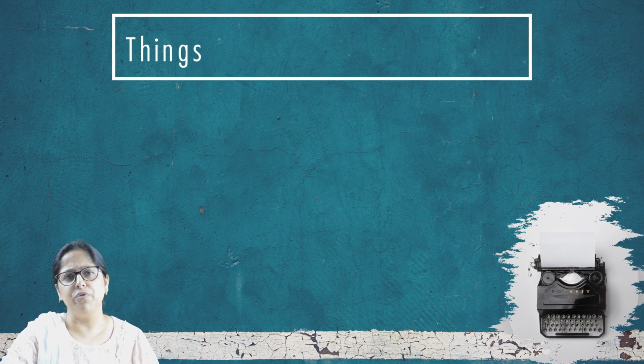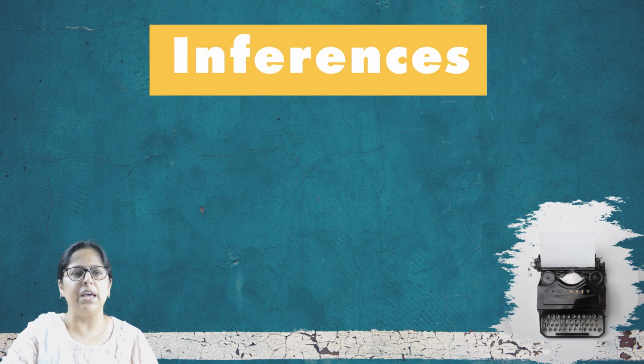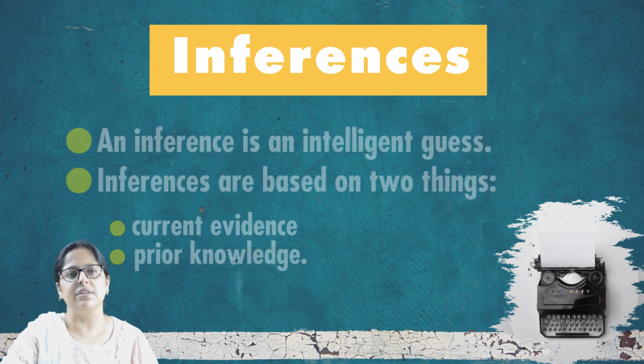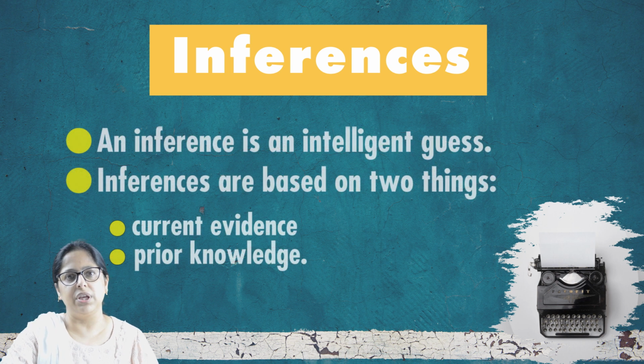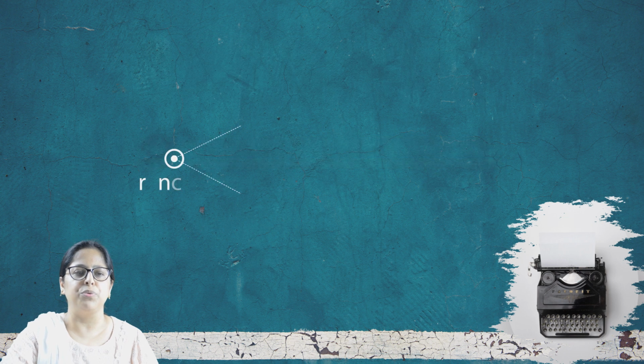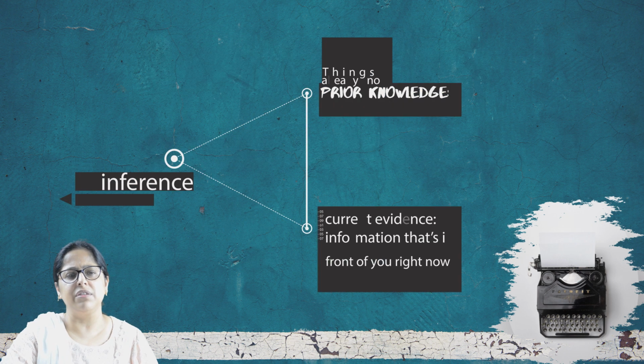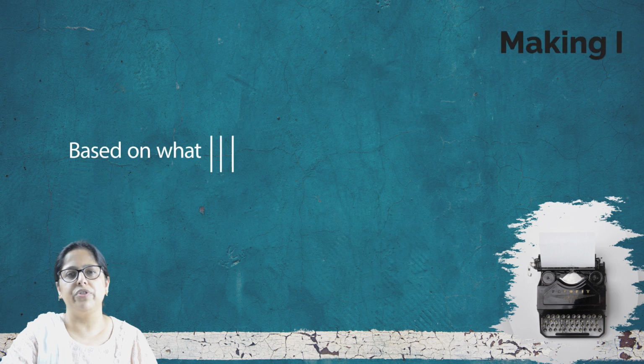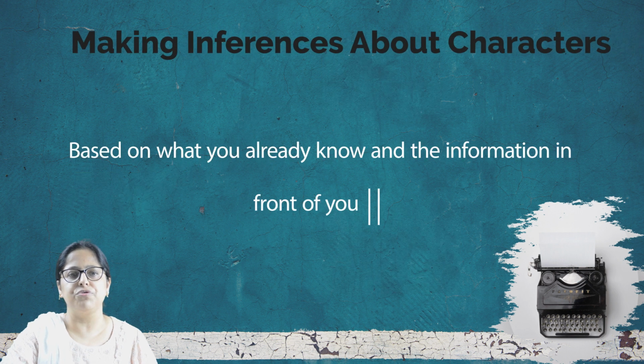So before moving on, let's see what inferences are. An inference is an intelligent guess. Inferences are based on two things: the current evidence that is available and your prior knowledge. The current evidence is the information that is right in front of you, and the prior knowledge is things that you already know about that character. Both these two things combined give you the inference based on what you already know and the information in front of you.